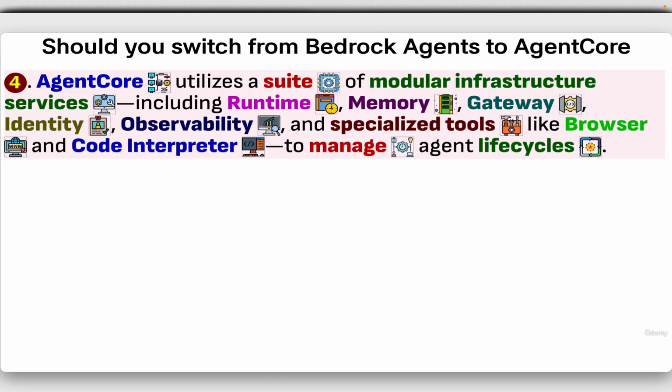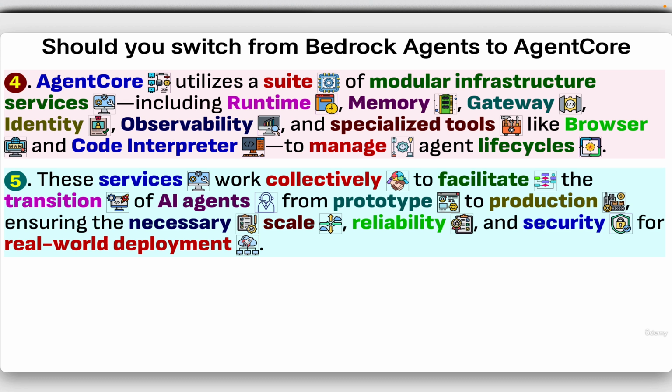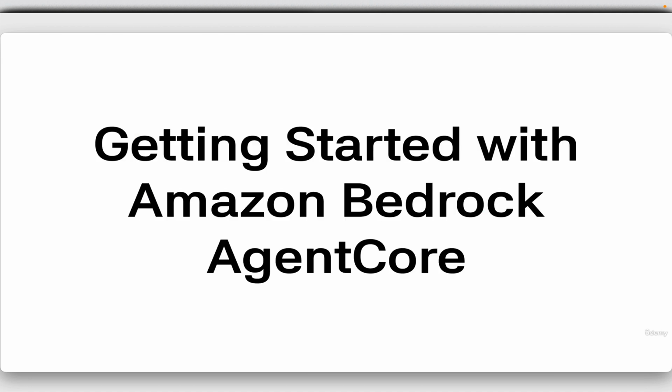AgentCore utilizes a suite of modular infrastructure services, including runtime, memory, gateway, identity, observability, and specialized tools like browser and code interpreter to manage agent lifecycles. These services work collectively to facilitate the transition of AI agents from prototype to production, ensuring the necessary scale, reliability, and security for real-world deployments.